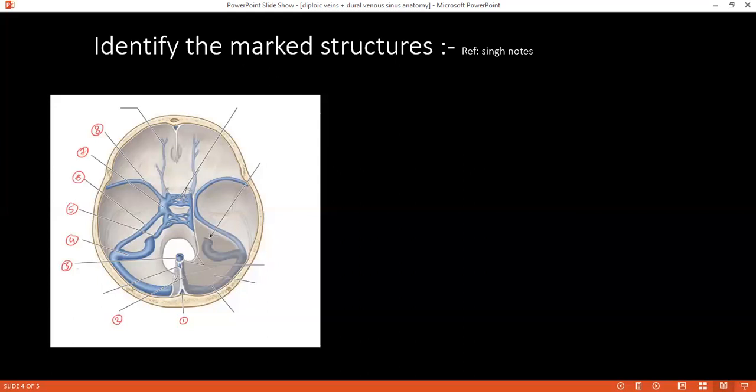Can you please tell me what lies on the lateral wall of cavernous sinus, from above to below? There are oculomotor nerve, trochlear nerve, then the ophthalmic, maxillary and mandibular nerve.